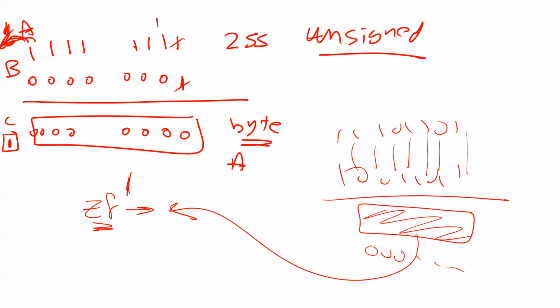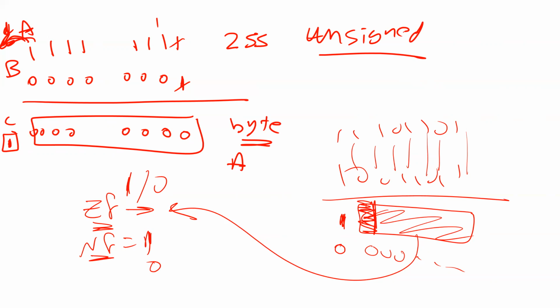And then look at the result. If the result is 0, the zero flag has to be 1. Otherwise, it is 0. That's the easy case. Now, look at the negative flag. For the negative flag, you have to look at the most significant bit. If the most significant bit is 1, that means the result is negative, so the negative flag has to be 1. If this one is 0, this one should be 0.